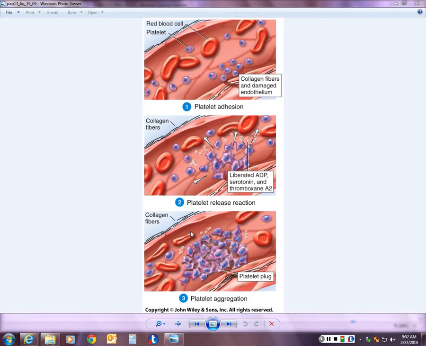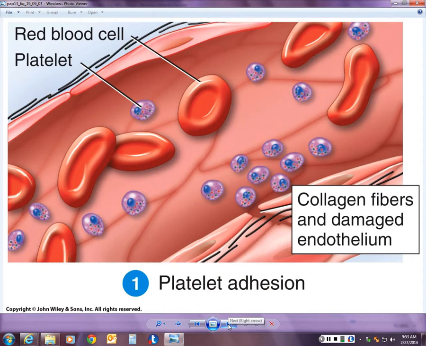So the second step in hemostasis is called platelet plug formation, and that does relate to the diagram that you see up here. Platelet plug formation is subdivided into three processes itself. They are going to be platelet adhesion, platelet release reactions, and then platelet aggregation. So we're going to take a look and talk a little bit about what each one of these steps involves. So let's take a look here first at platelet adhesion.